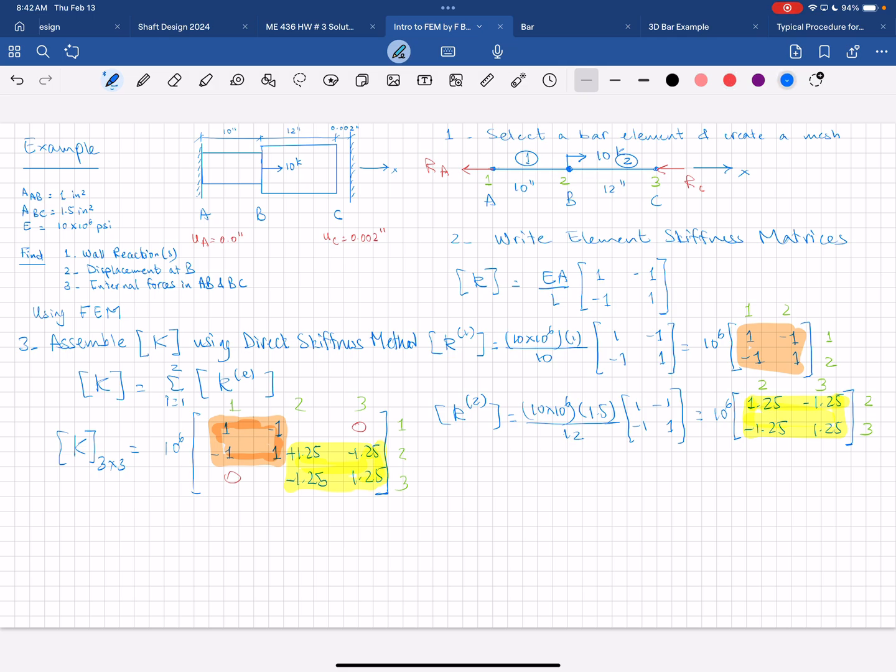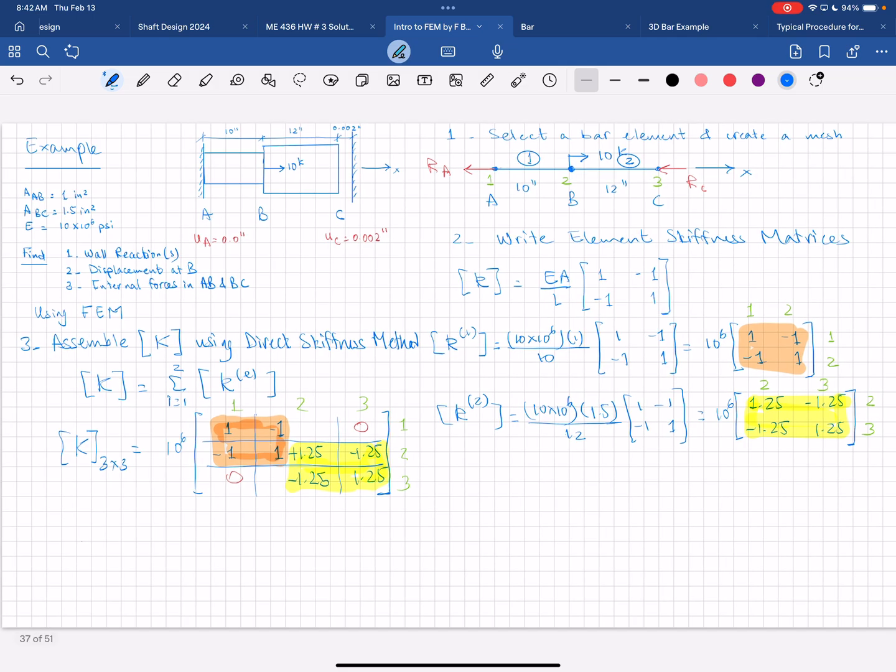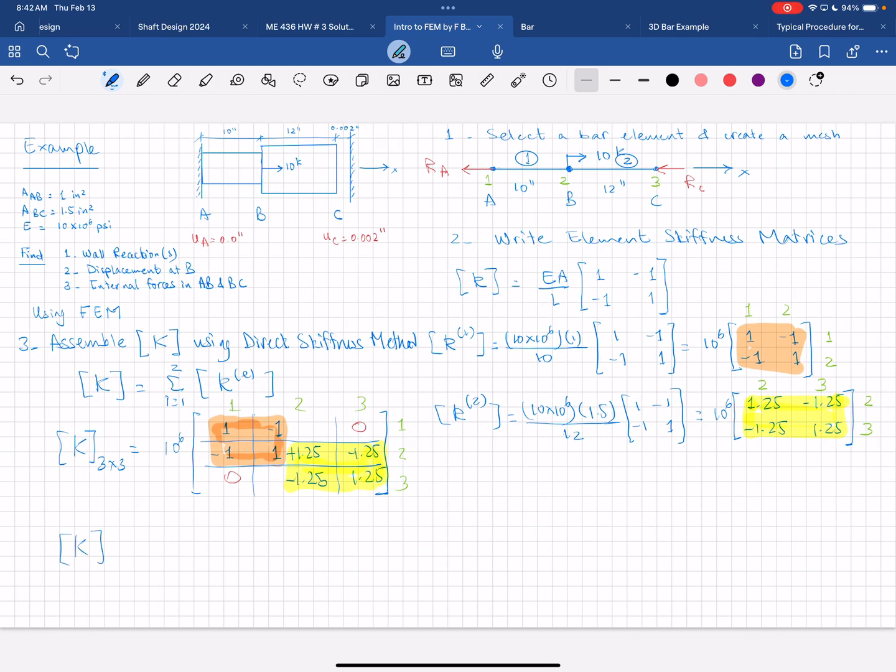So now if I break this into a grid so you can see where every entry belongs, we can write this K, the 3 by 3, as equal to 10 to the power 6 multiplied by 1, minus 1, 0, minus 1, 2.25, minus 1.25, 0, minus 1.25, and 1.25.